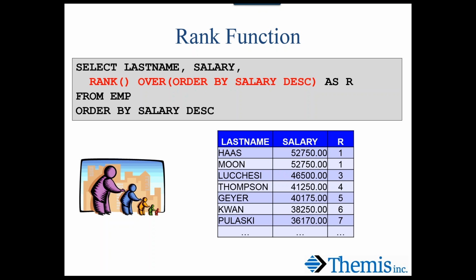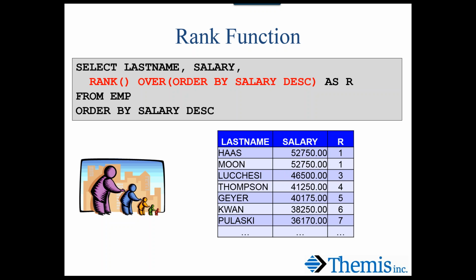So the rank function, order by salary descending, and you can see on the bottom right that we've gotten a rank assigned based on the person's salary. We have a tie at number 1. So Haas and Moon both make the same salary, which is the highest, and you see the rank function assigns them both the number 1. Lucchesi's down there at number 3, and we skipped the number 2 because we had a tie at number 1. So that's how the rank function works. If I had 3 people at number 1, then the next number assigned would have been 4.